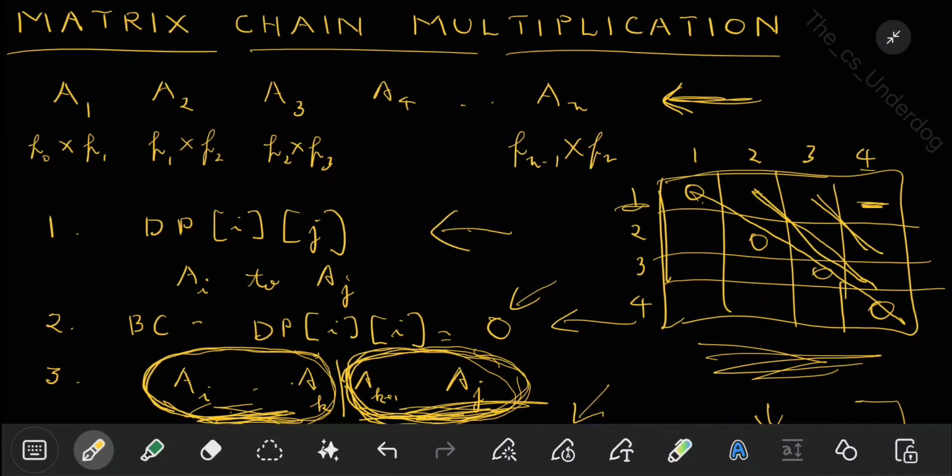In the next lecture, we'll do a complete demo. We'll take few matrices, we'll have few dimensions, and then we'll fill the complete DP table one by one, so that you understand how the filling is happening and what exactly is the procedure. After that, we'll go through the complete pseudocode, understand time and space complexities.